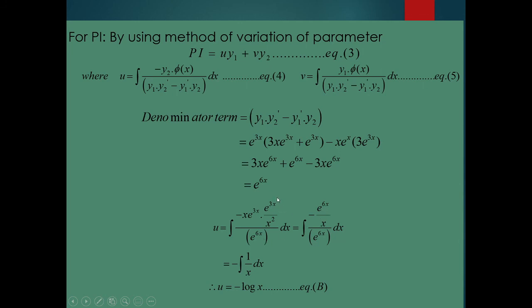Now we simplify this. In the numerator, e to the power 3x into e to the power 3x equals e to the power 6x upon x, because the x's get cancelled, and the denominator term is e to the power 6x. Now this e to the power 6x and this e to the power 6x get cancelled. We get minus integration 1 by x dx. On integrating, we get the value u equal to minus log of x. Use equation number 6.